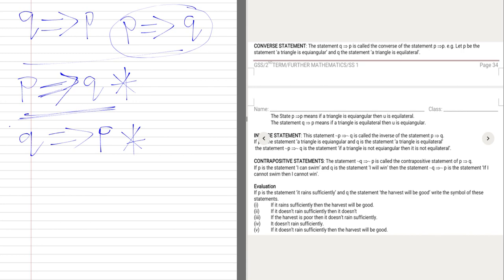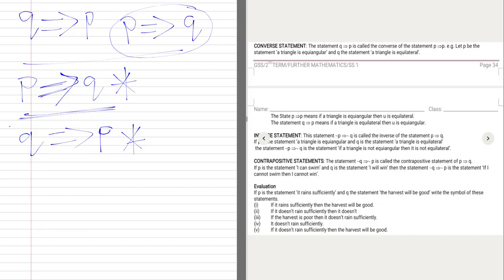So now we want to look at the inverse. After this inverse, I will look at the contrapositive, and then that will be all for this class. We would continue in the next class. All right.